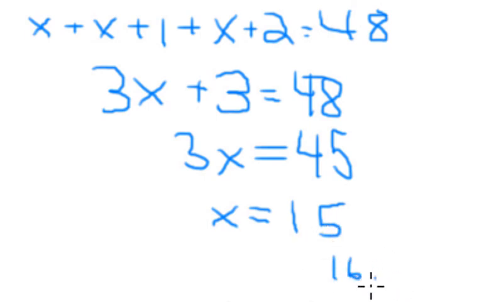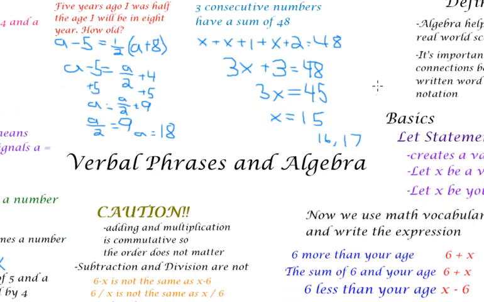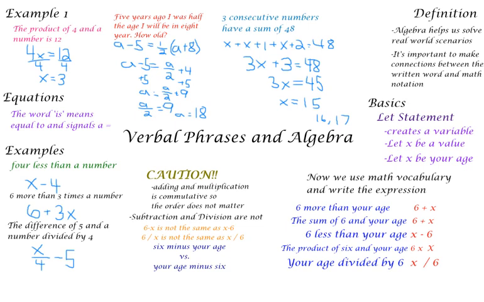We decided that x was going to be my first number, so if my first number is 15, my second number is 16, my third number is 17. There are my 3 consecutive numbers that have a sum of 48.